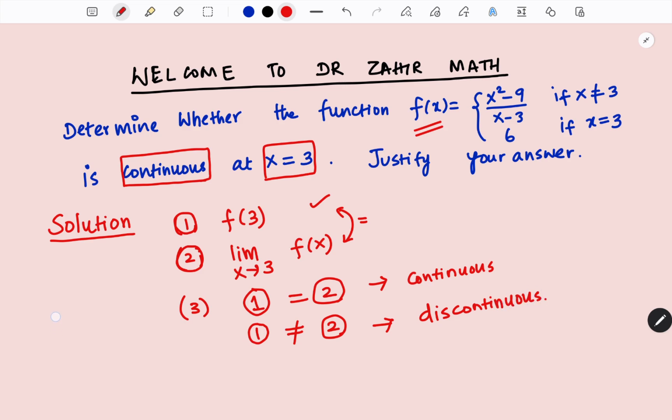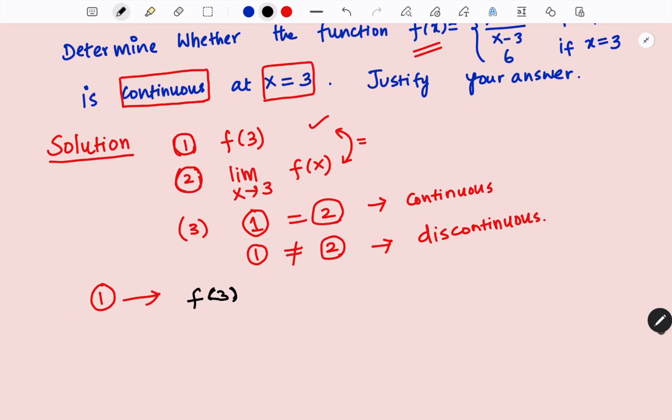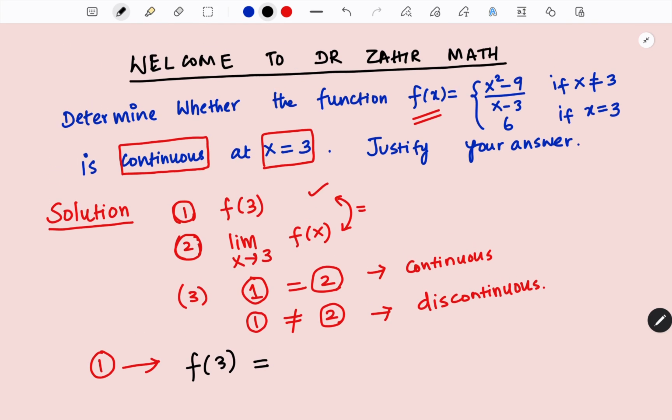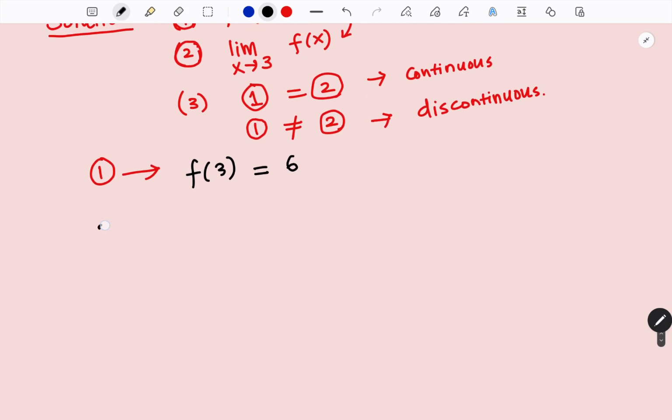Let's start the question. Step number 1 says you need to find f of 3. Let me find f of 3, which is already given in the question. Look here, everybody. If x is equal to 3, what's your f of 3? Which is 6.